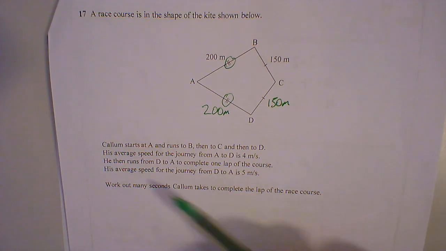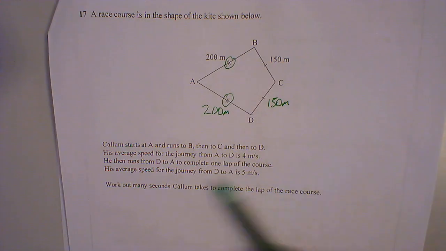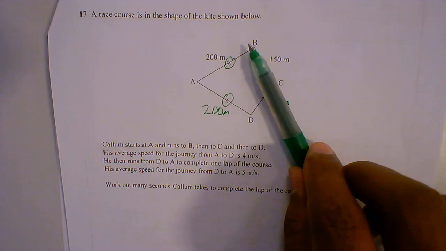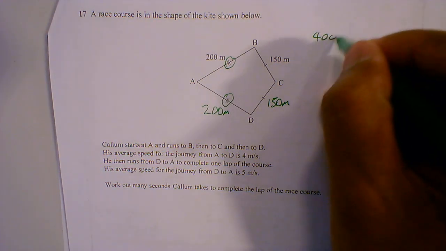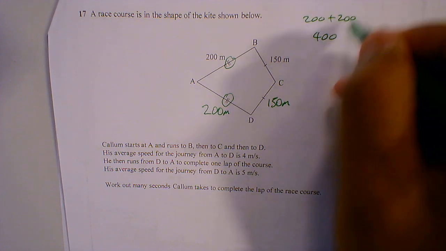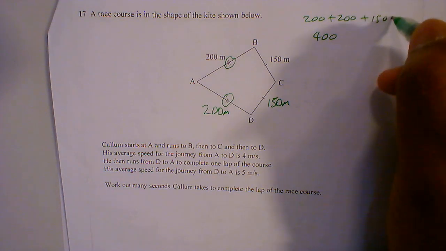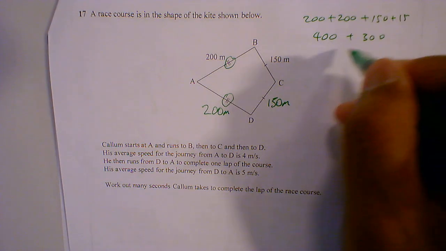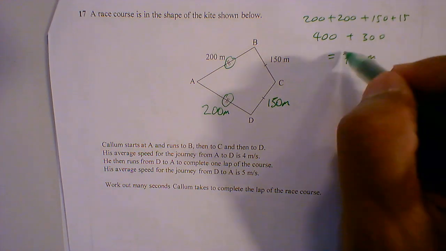Okay, so let me go through this again. This is the race course. It doesn't tell me what the total distance is, but I can work that out. I've got 200 there and 200 here, that's 400. Let me write it by the side: 200 plus 200 equals 400, plus 150 and 150 is 300. So 300 and 400 gives me 700 in total.